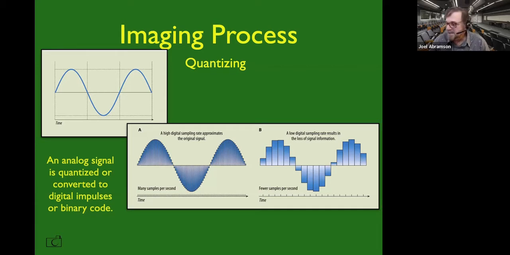So your quantizing is not only made up of the sample rate, how many samples you're taking per second, but also the resolution of those samples: how many digital bits of information make up each sample? That is what is known as the bit depth. Much more on that later when we get into audio. But basically, we're taking our analog signal, and the quantizing process is the process of making it into a digital file.